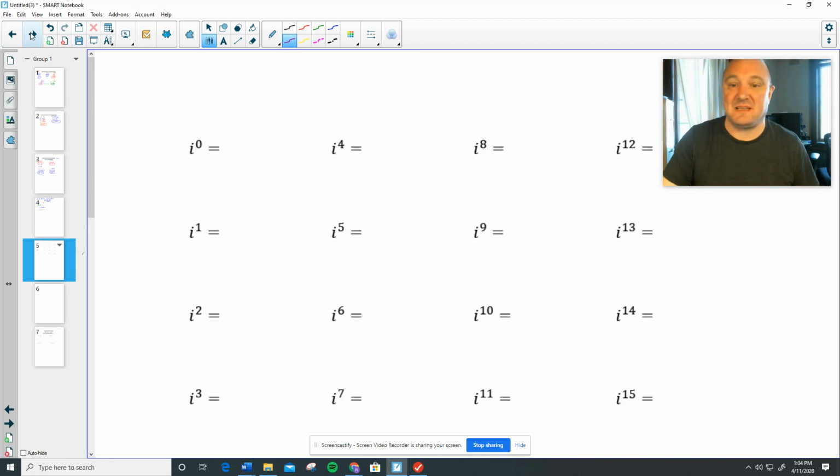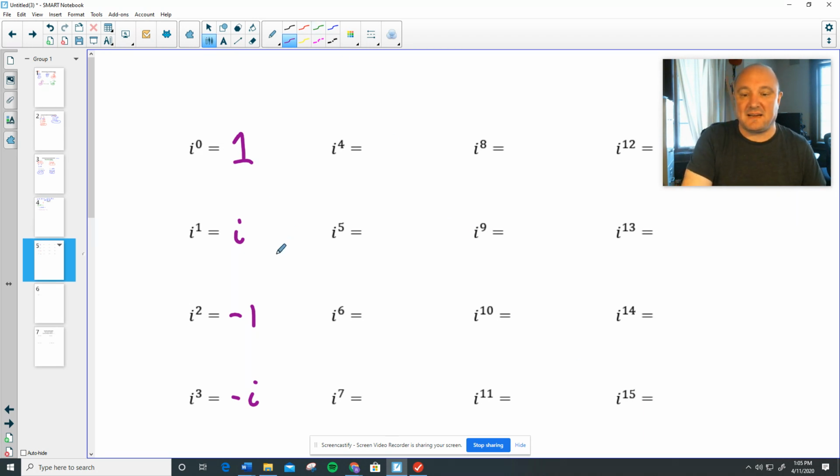So let's look at this. We know that this is 1, i, -1, -i. But what are all these? What's i to the 4th, i to the 9th, i to the 15th? Well, the thing to recognize here is what i to the 4th equals. i to the 4th is equal to i squared times i squared. But i squared equals -1. So this equals -1 times -1. Well, that's just 1, right? A negative times a negative is a positive. So I get 1.